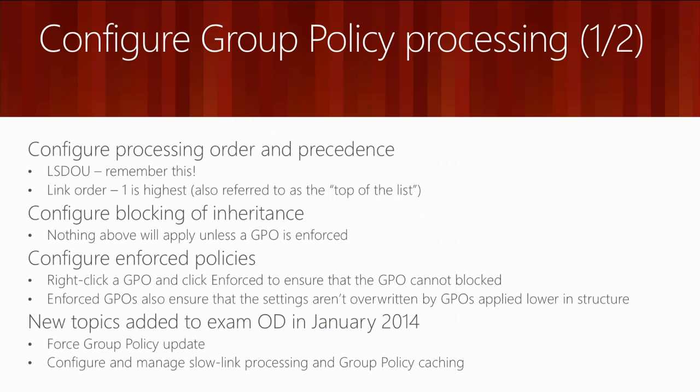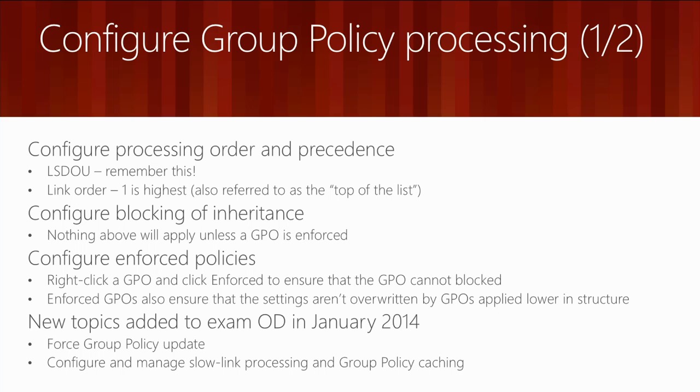Finally, group policy. Processing we'll start with LSDOU. What's that? Well, that one's good. Yeah, that's what it is. That's the order of the processing. So local, site, domain, OU. Remember this. Link order, first is highest. So if you're ever looking at the GPMC and you've got a bunch of GPOs linked to one place and they're in that order, the one at the top is the one that has highest precedence.